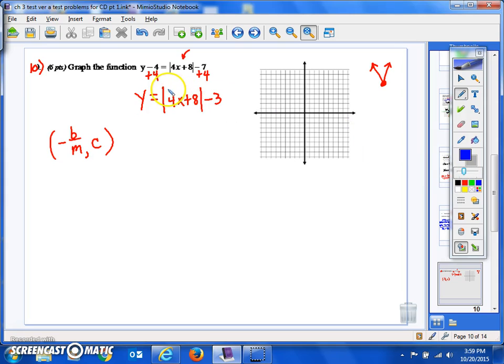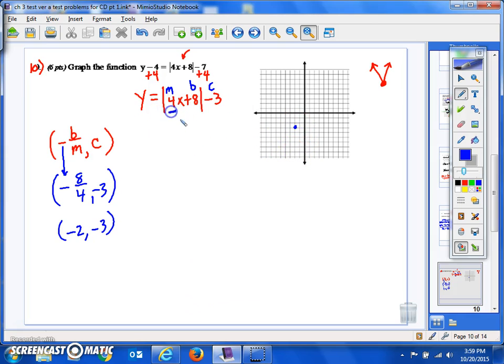So in my function, this number in front of x is m. The number being added to it is b. And the number that's always outside by itself is c. If there is no number out there, then c is understood to be 0. Okay, so b is 8, m is 4. Don't forget to do the opposite of that. And c is negative 3. So the vertex is negative 2, negative 3.